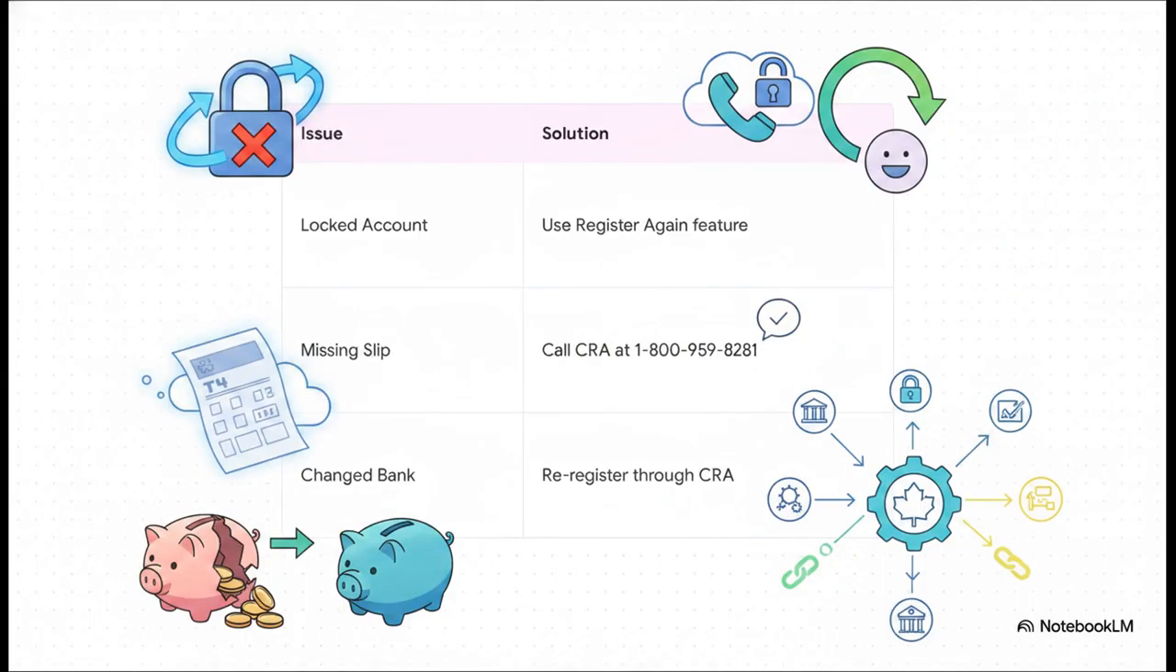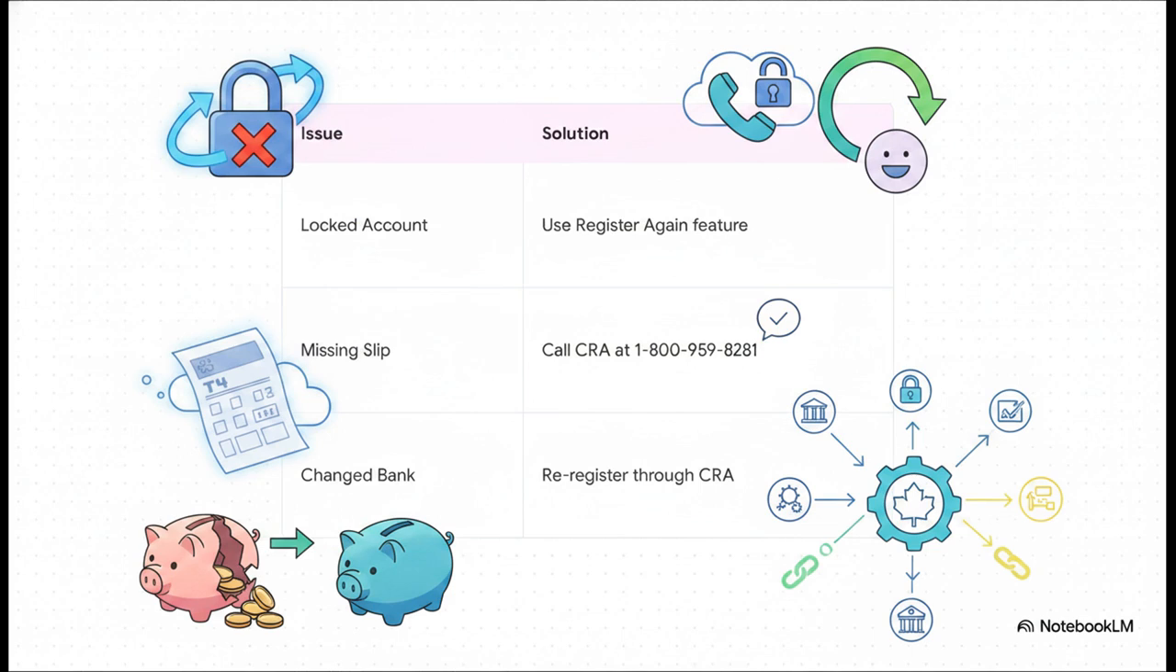Look, sometimes technology or processing times don't go perfectly, right? So let's prepare you for the most common hurdles you might face along the way. If your account gets locked because you forgot a password or triggered a security hold, the CRA has a great new Register Again self-serve feature. It lets you reset your access without calling in, as long as you still have your multi-factor authentication set up.